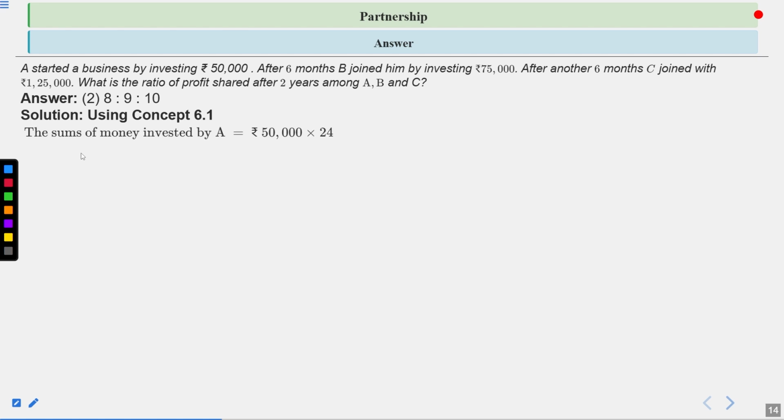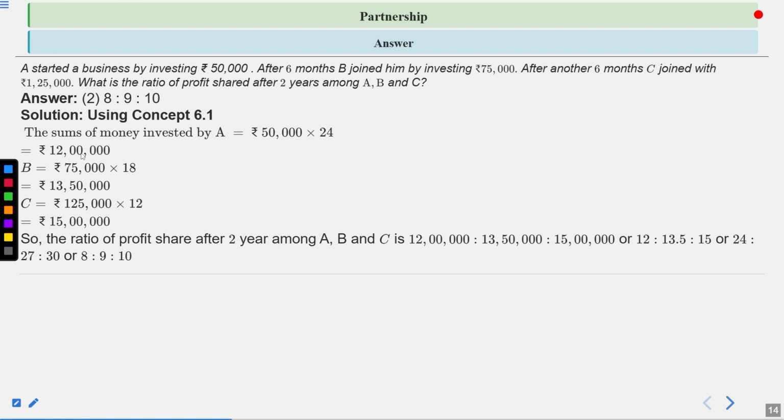So the money invested by A will become 50,000 multiplied by 24 months, because A invested for the whole 2 years. In the same way it will become 12 lakh rupees. So now B invested 75,000 rupees for 18 months. Now when we multiply it, we get 13 lakh 50,000 rupees. In the same way, C invested 1,25,000 rupees for 12 months. So it will become 15 lakh rupees.